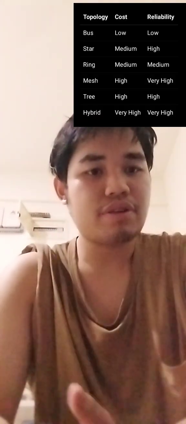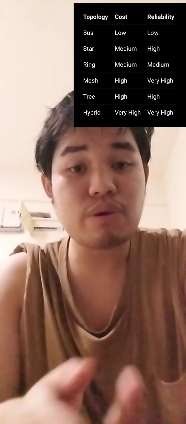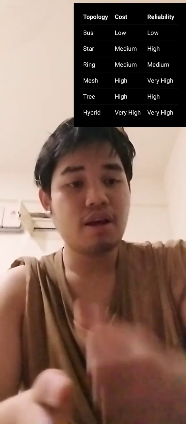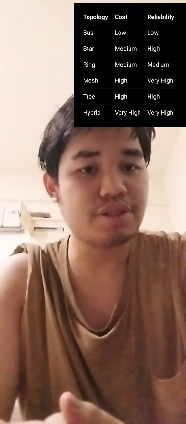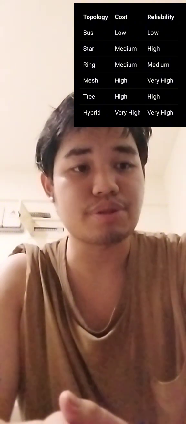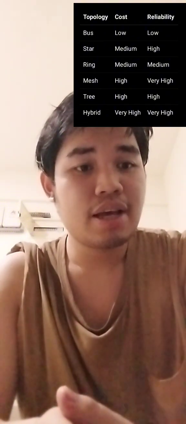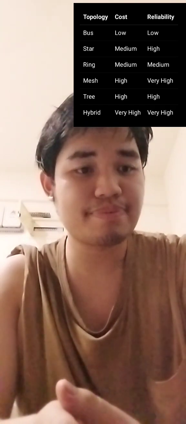So what do we compare about these? I want to compare the topologies here. Okay, so first is bus topology. The cost is low, reliability is low. Star, the cost is medium and reliability is high. Ring topology, the cost is medium, reliability is medium.